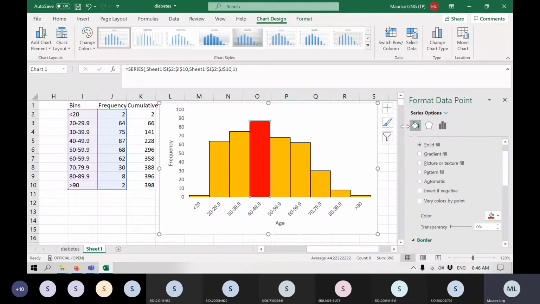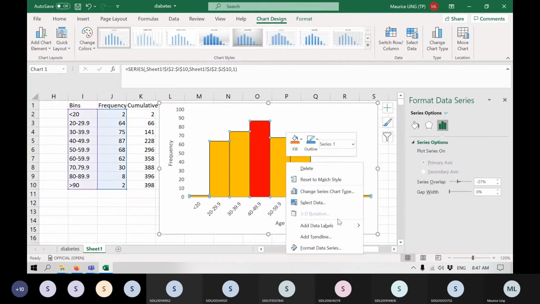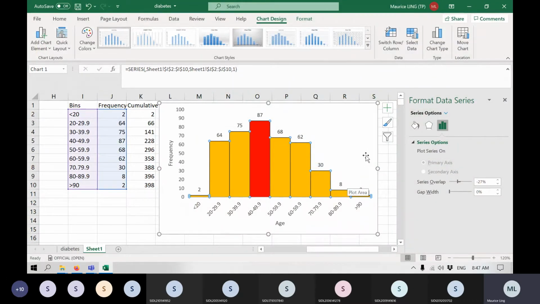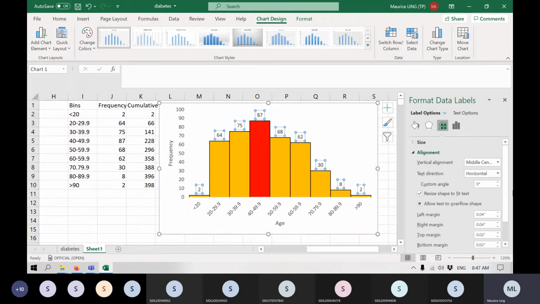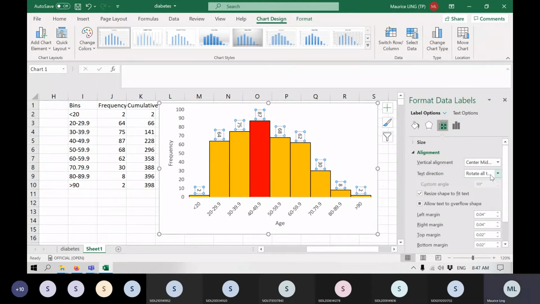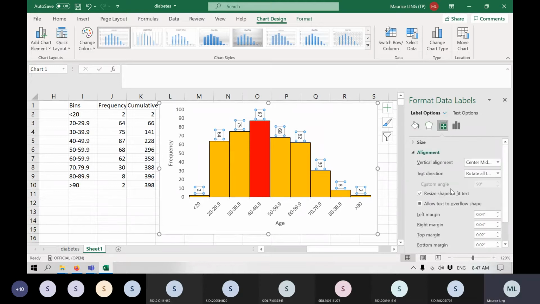Similarly, you can also add your data labels. Add your data labels. So there are a few ways of doing it as well. Okay, and then you can format your data labels also. You can change the angles. Okay, you can change it. Okay, you can also align it differently. Okay, where's my alignment?